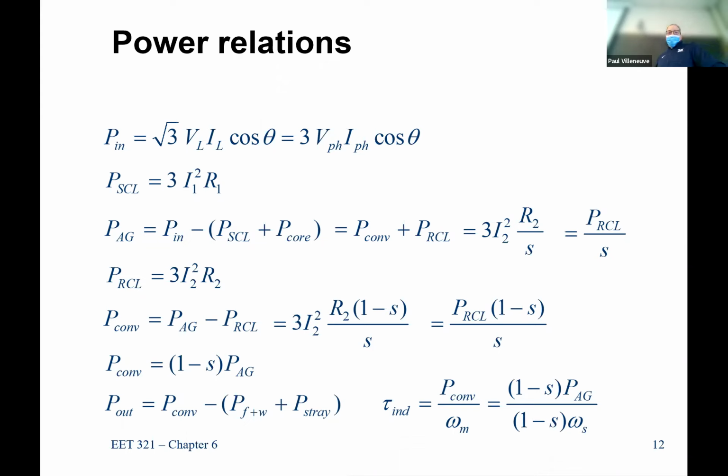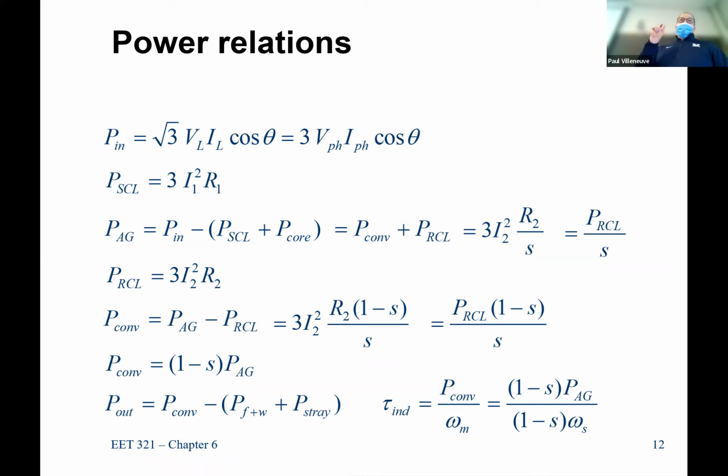All right, so let's keep going with our power relations. We did a bunch of these already, but now we're going to expand a little bit to see where maybe we can simplify. So we've already gone through this equation. Now we're going to say, instead of going from left to right, where we take our input power and minus our stator copper losses and our core losses, we could go the other direction, coming from right to left, and we can say that this is also the same thing as the converted power plus whatever rotor copper losses we have.